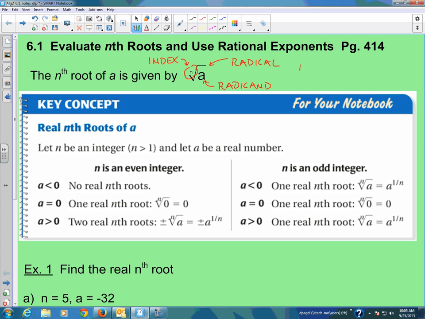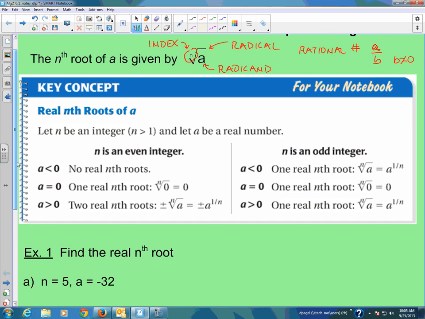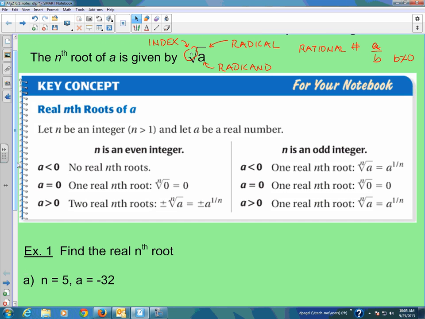So a rational number is the quotient of two integers. Something like that, where b can't be equal to 0, obviously. So we're going to have fractional exponents that we're going to be dealing with, and we're going to learn how those fractional exponents relate to the concept of an nth root. All right, so a couple key concepts: the real nth roots of some radical or radicand value of a. So we're going to let some n be some integer greater than 1 here.